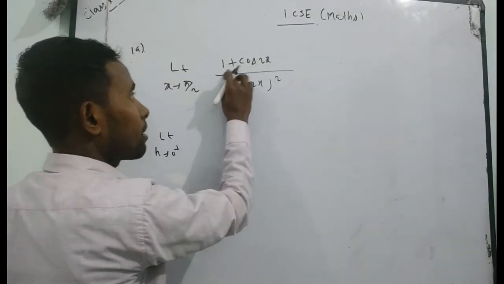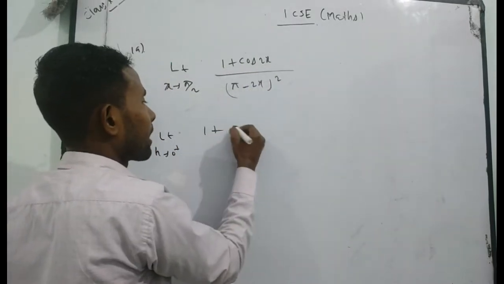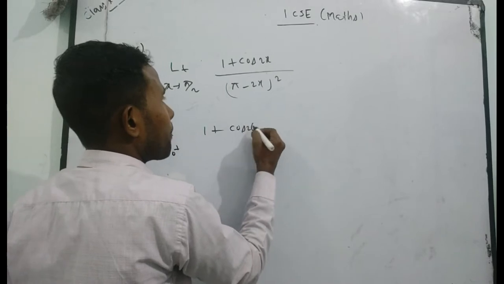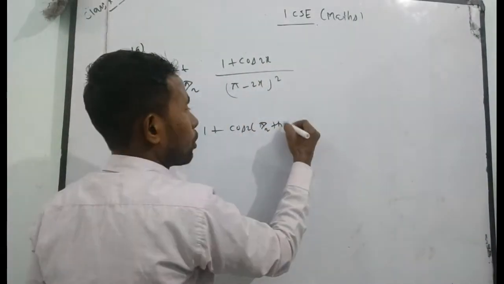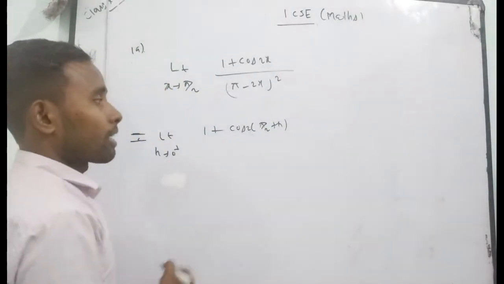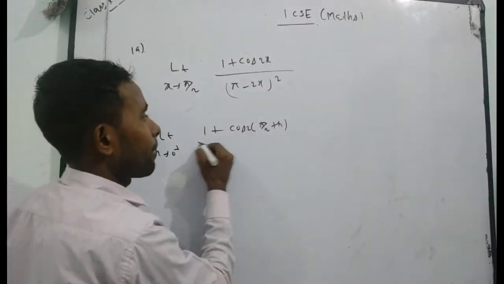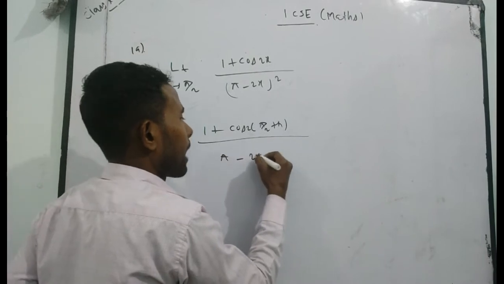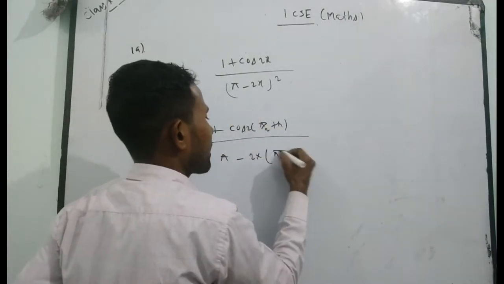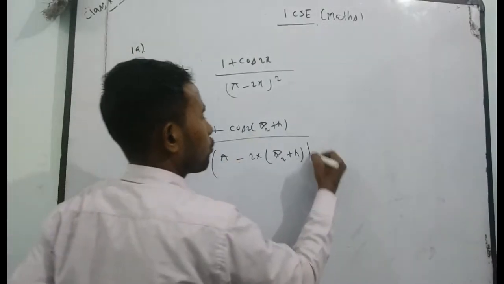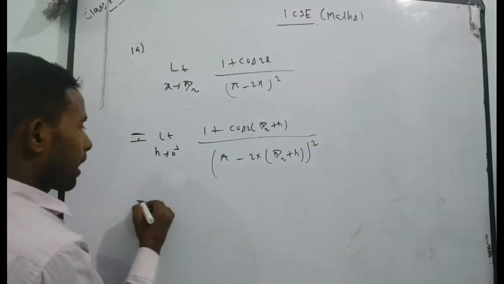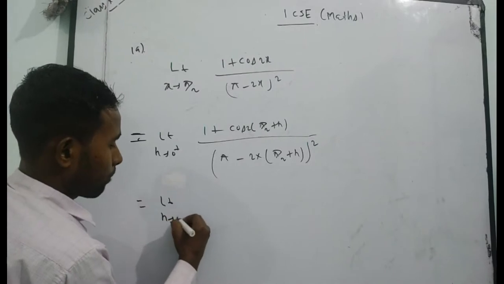Here there is given 1 plus cos 2x. Can you write x is replaced by pi by 2 plus h? So you write 1 plus cos 2 times (pi by 2 plus h) divided by (pi minus 2 times (pi by 2 plus h)) whole square. Now I want to write it as the limit h tends to 0 from the right hand side.